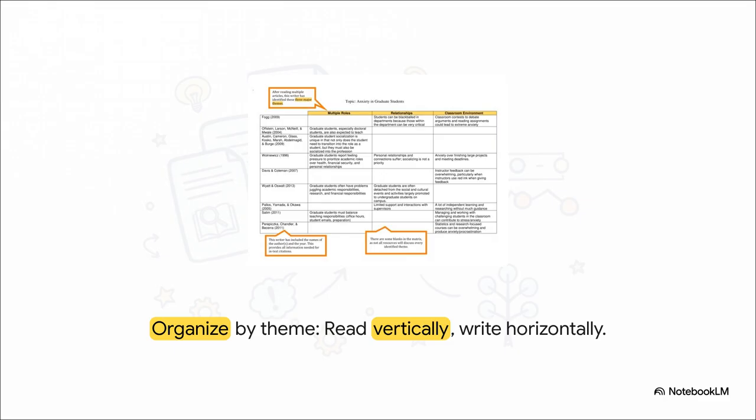The golden rule here, and if you write down one thing today, make it this, is that you read your articles and take notes vertically, down the column for each source. But when it's finally time to actually write your paper, you read horizontally across the rows. This guarantees that your paragraphs are built around central themes and ideas, seamlessly blending multiple perspectives, rather than just painfully listing what individual authors said one after the other.